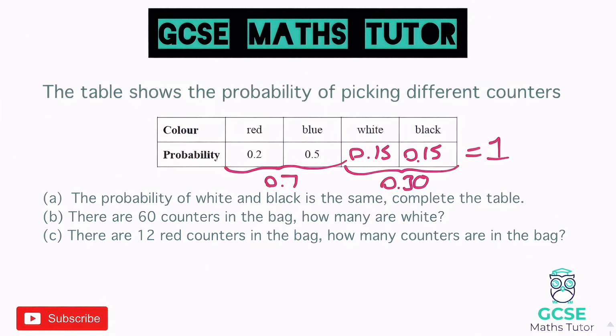Now for part B, it says that there are 60 counters in the bag. How many are white? Now if we look at the probability of white, which is over here, 0.15 is 15%. So really all this is asking us to do is to work out 15% of 60.